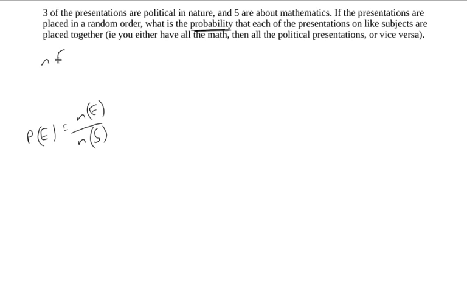So to figure out what this counting problem is going to be, we're going to figure out the number of ways that we can have all the like subjects placed together. In other words, all the math and then all the political, or all the political and then all the math. So there's essentially 2 different ways I could do this. I could do all the math, then all the political, or vice versa. And for each of those, there's a certain number of ways that I can arrange the individual presentations.